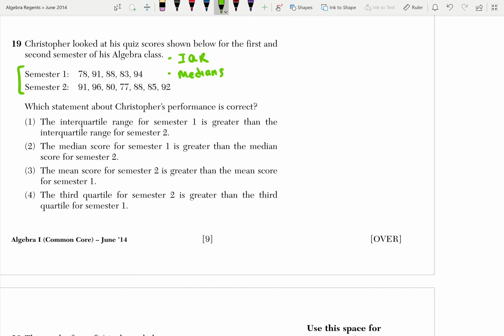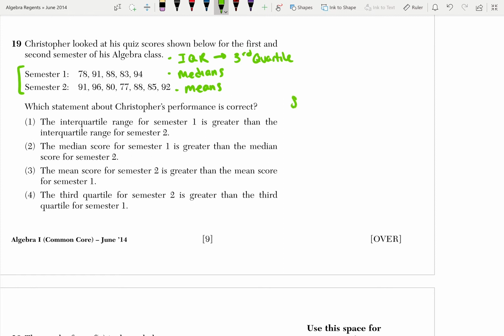Okay. The mean score for semester 2 is greater than the mean score for semester 1. Okay, so it's also comparing means. And then for the third quartile for semester 2 is greater than the third quartile for semester 1. Okay, so we have to calculate the quartile, the first and third quartile anyway, but I'll just make a note here that we have to calculate the third quartile. Okay, so let's start to do that.